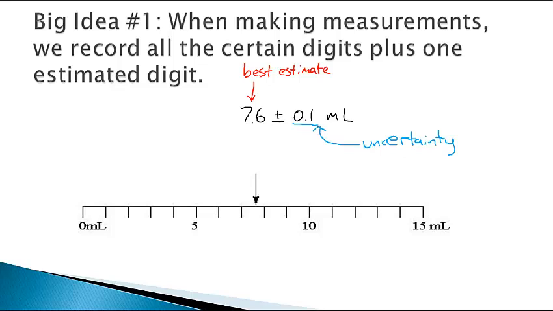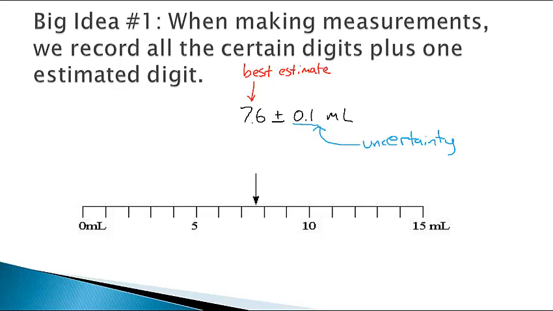So we always record all the certain digits plus one estimated digit. So anytime you see a number, you can always assume that the last digit is somewhat uncertain. All right. Now, in different contexts, you might have to do an actual analysis using these uncertainties, and every time you'd have to record exactly what the uncertainty was.